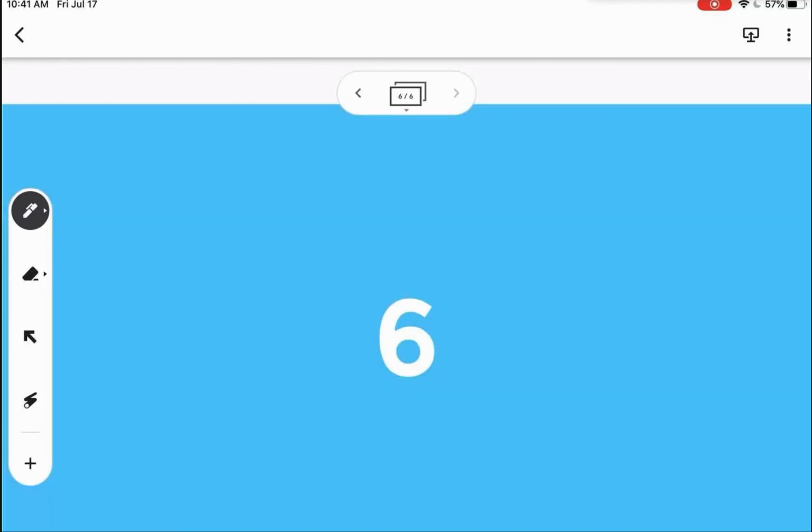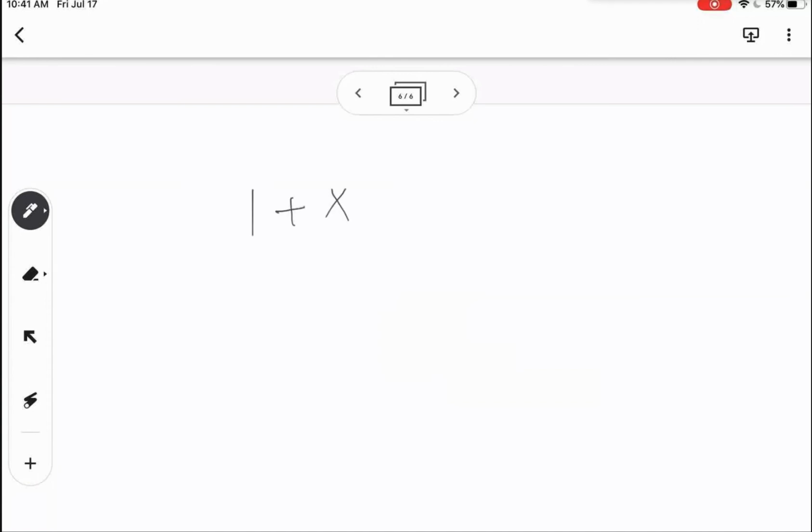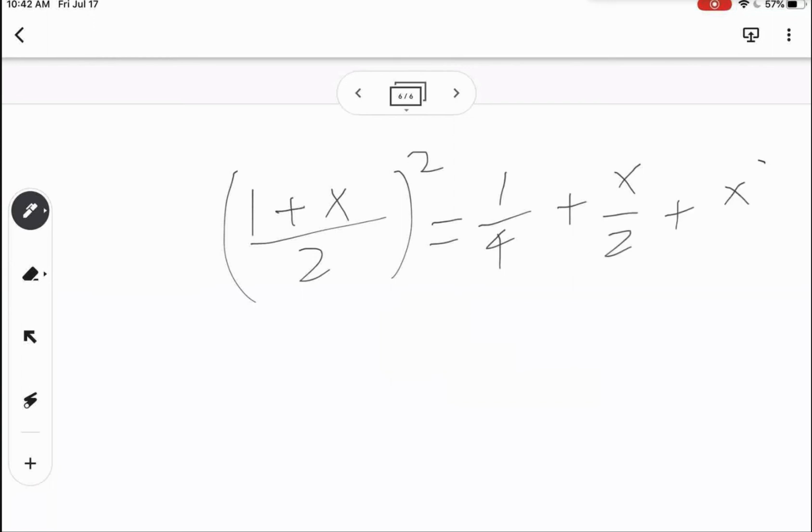So if we have our 2 coins, 1 plus x all over 2, and we square this, then what we get is 1 over 4 plus x over 2 plus x squared over 4. And this makes sense, because if you flip 2 coins, you have a 1/4 chance of getting both tails, a 1/4 chance of getting both heads, and a 1/2 chance of getting 1 head and 1 tail. So this is where the usefulness of generating functions really comes into play. If you do something twice and then add the values, it's the same thing as multiplying the generating functions together.